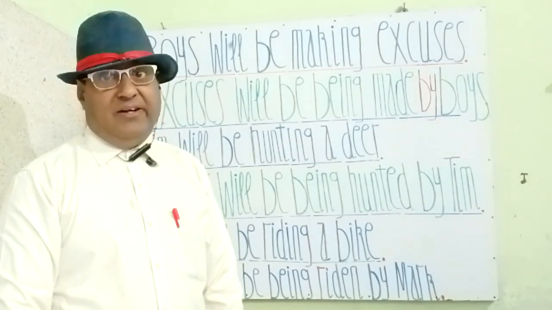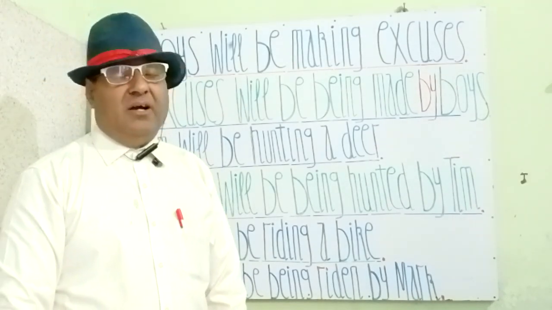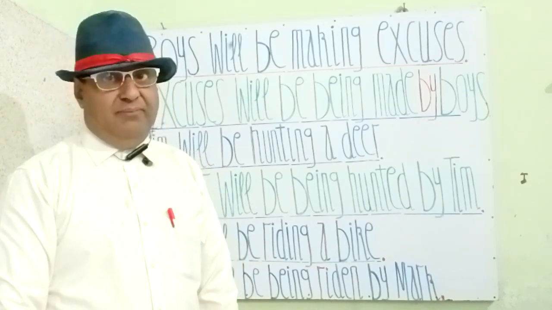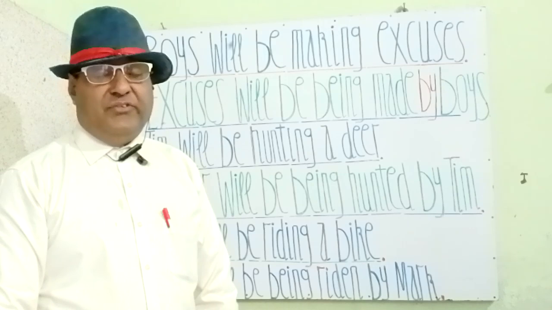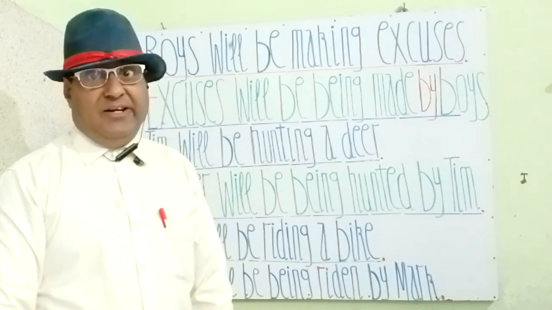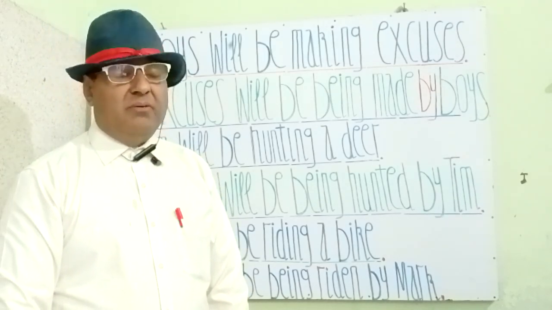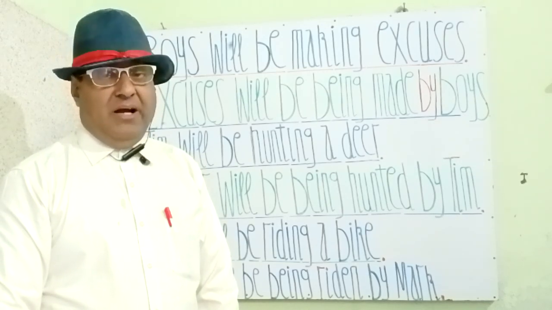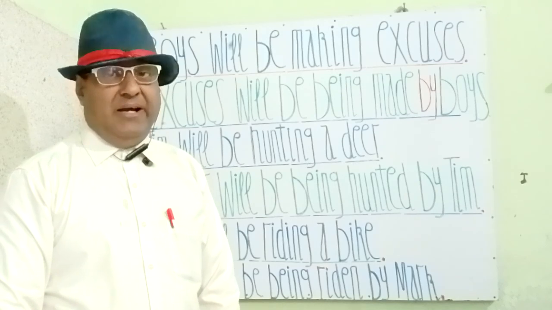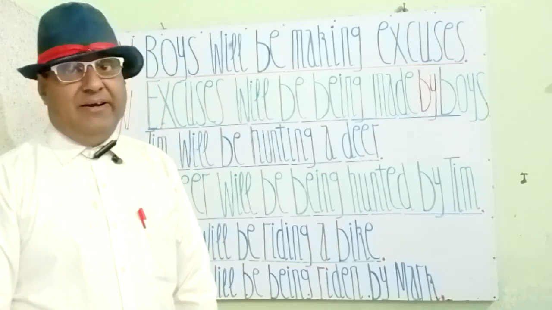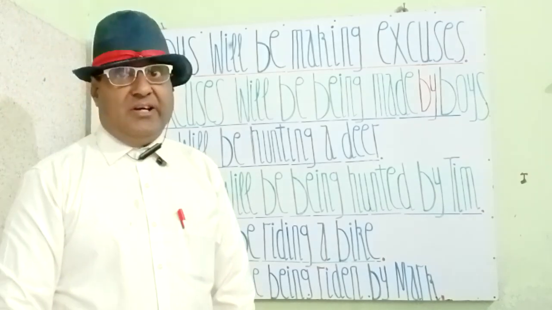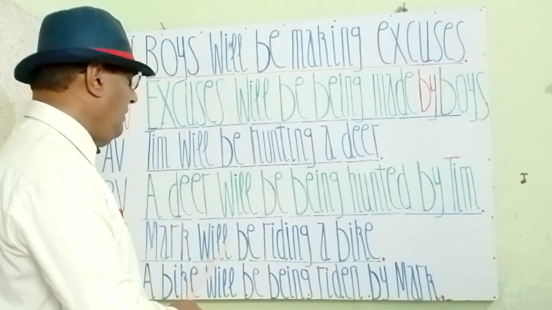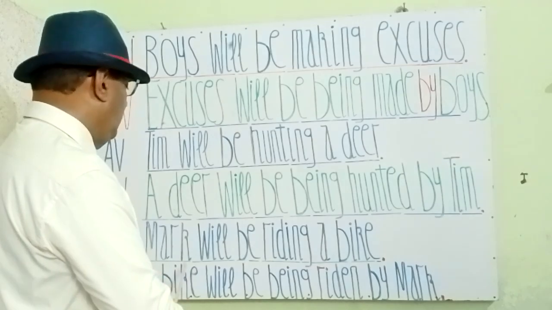A beautiful statement in passive. A deer is the subject, will be for future continuous tense, and being is added for passive. So after being, the third form of verb hunted, by Tim. A deer will be being hunted by Tim. Let's see the next statement.